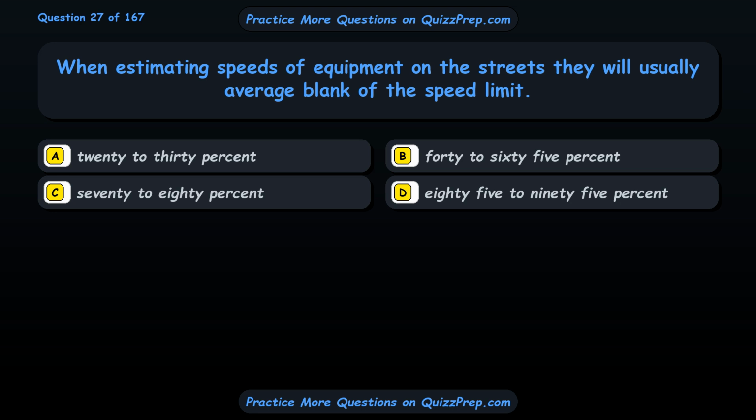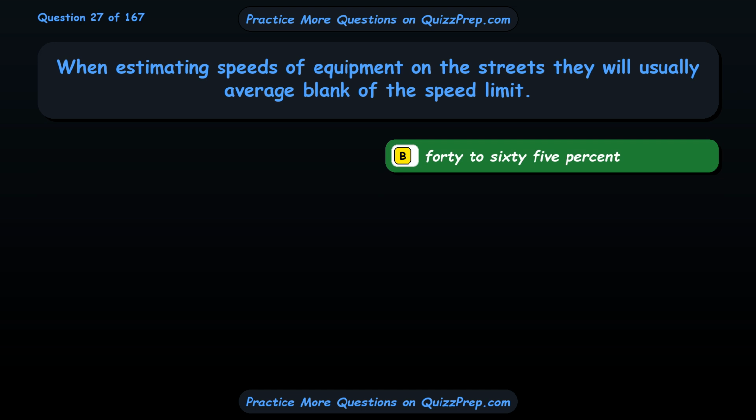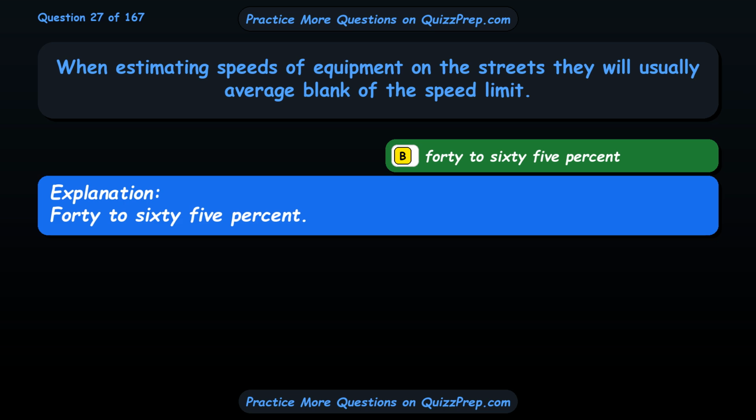Question 27. When estimating speeds of equipment on the streets, they will usually average blank of the speed limit. Option A, 20 to 30%. Option B, 40 to 65%. Option C, 70 to 80%. Option D, 85 to 95%. The correct answer is option B, 40 to 65%.